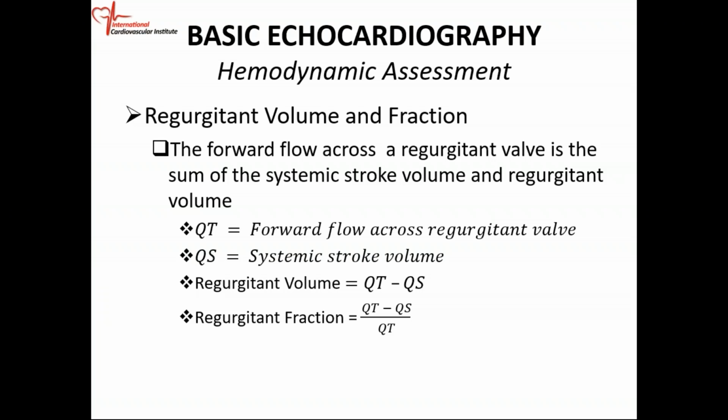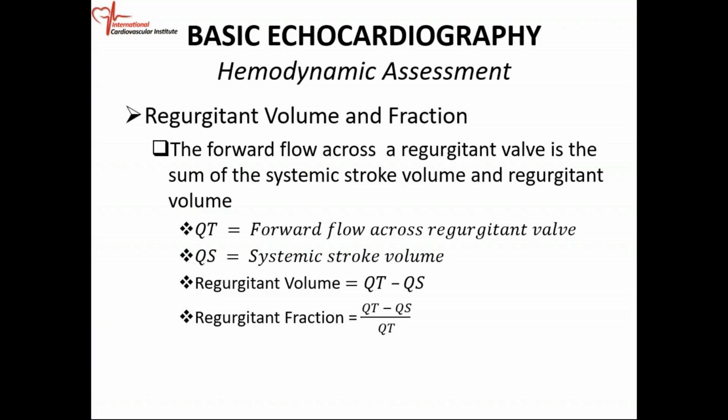Now, regurgitation anywhere is basically the same principle. When we talk about tricuspid regurgitation, it's the same. In systole, when the right ventricle contracts, blood is going to flow backwards across the tricuspid valve into the right atrium because the tricuspid valve is incompetent. The normal flow is for blood to flow from the right atrium across the tricuspid valve into the right ventricle. That's a normal flow.